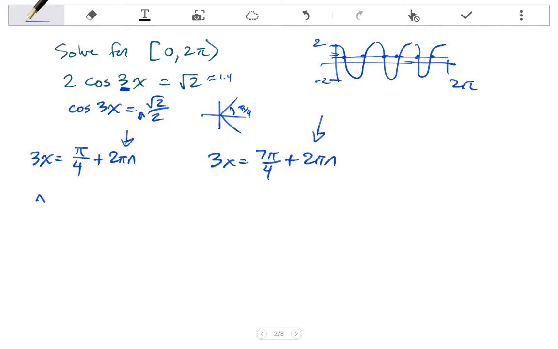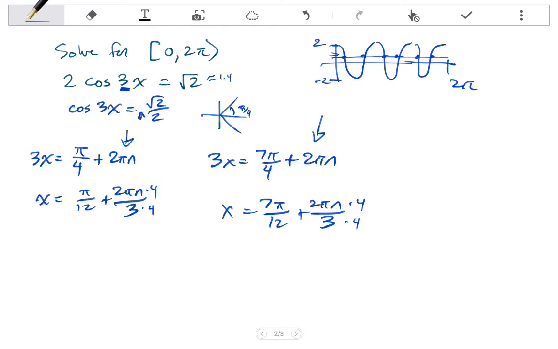x is equal to pi over 12 plus 2 pi n over 3. And over here, we're going to get x is equal to 7 pi over 12 plus 2 pi n over 3. Again, let's get common denominators like we did in the previous example. And so we'll just multiply this by 4 and 4, and also over here 4 and 4. So this will turn into pi over 12 plus 8 pi n over 12. And over here we're going to turn this into 7 pi over 12 plus 8 pi n over 12. Oops, I forgot the n.